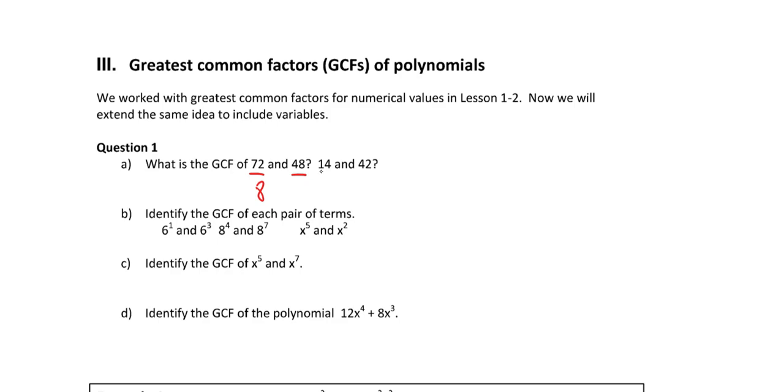What about this one? 14 and 42. The greatest common factor there would be 7. Yeah, 7 goes into both. And you want to take the biggest one if you can, right?